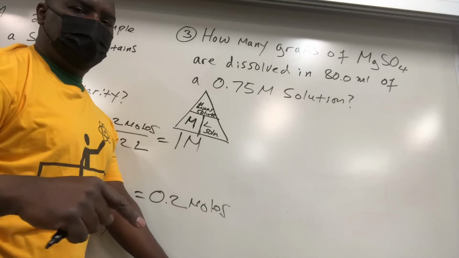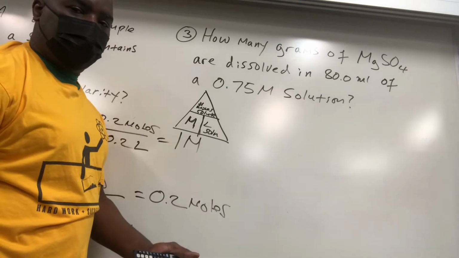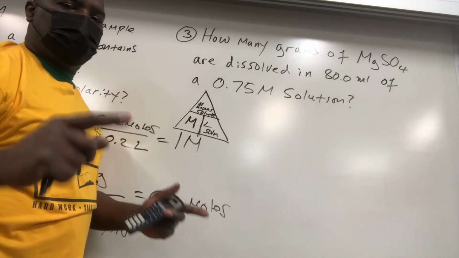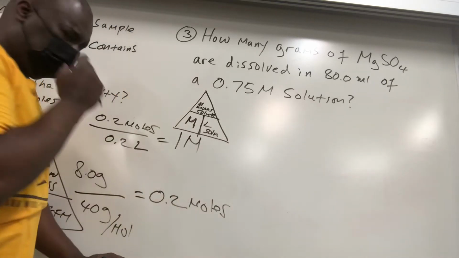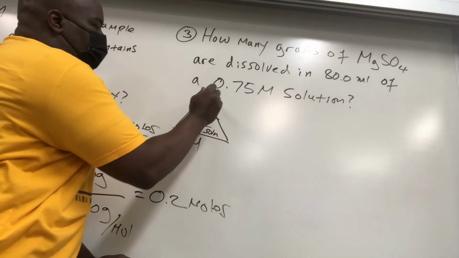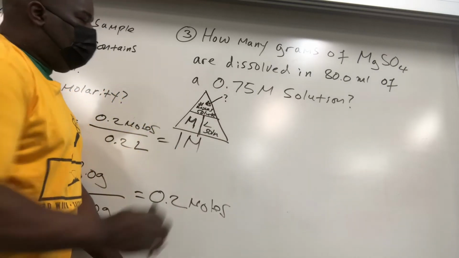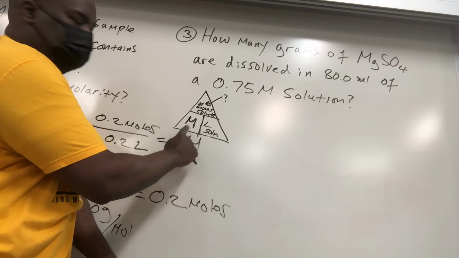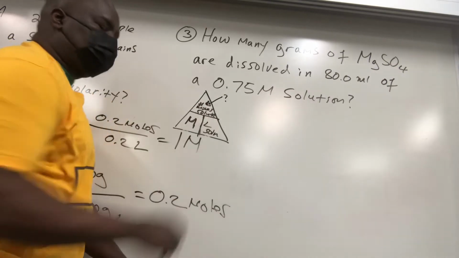Okay, so that's what we're going to do. What we're going to do is step by step. We're going to find the moles first, and then we're going to find the grams. But the question now is, how do you find moles? So look at the formula. Moles is our question mark. This guy right here is our X. We don't know what it is, but the triangle is telling us that we have to multiply these two guys. Big M times liters gives us moles, okay?